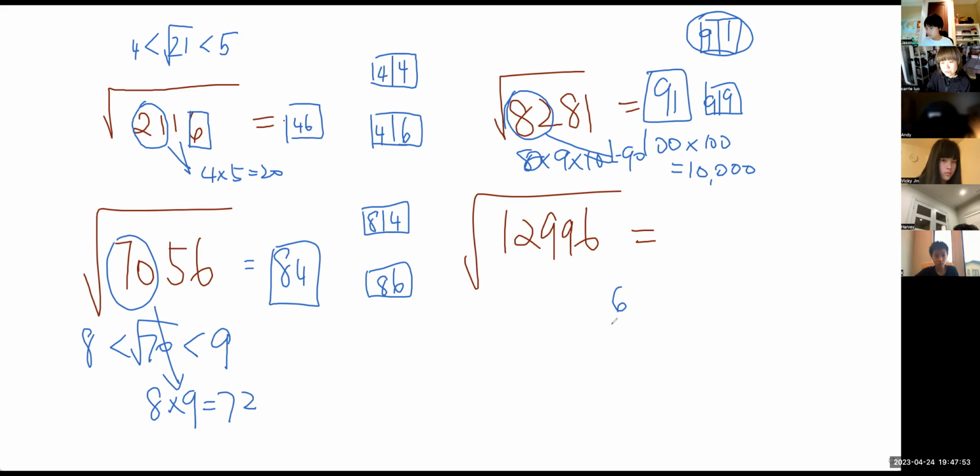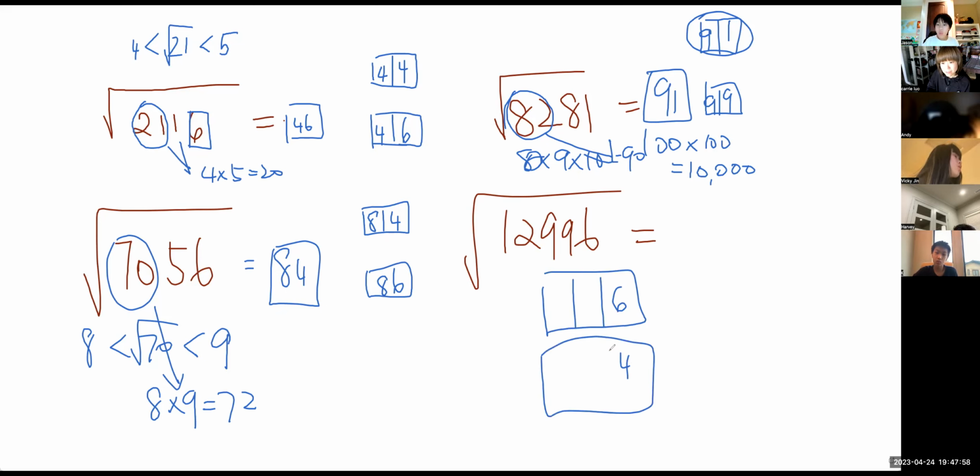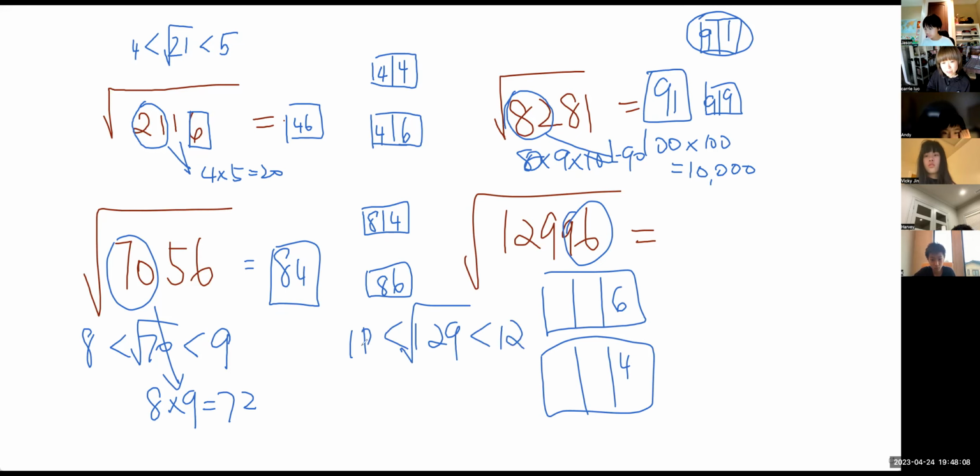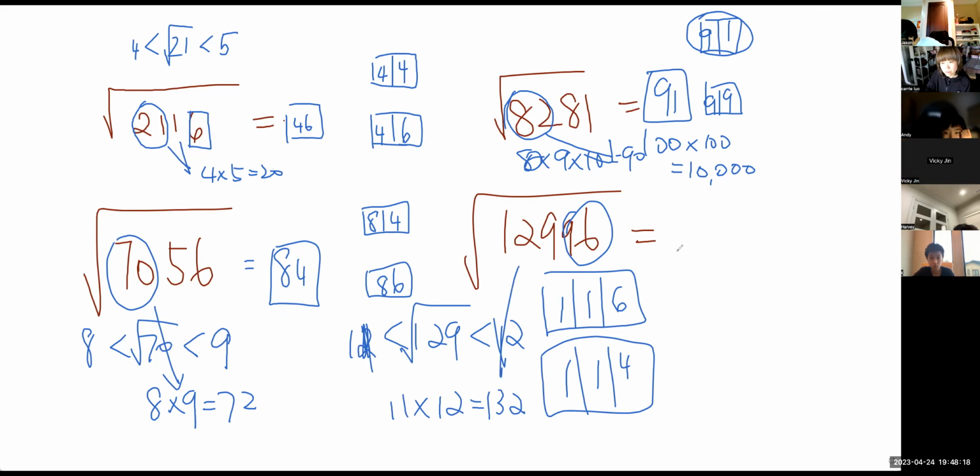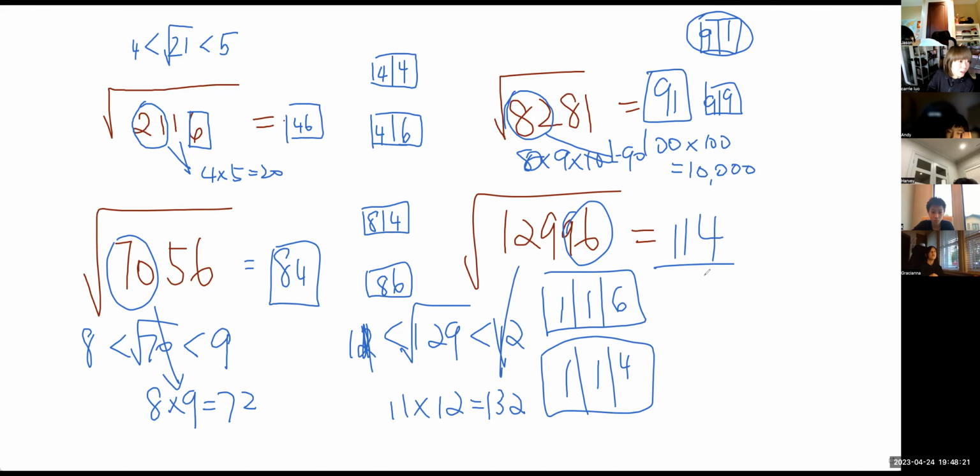Last but not least, still 6 and 4. But since it's a 5-digit number, I know this time I have to go with a 3-digit root. So the square root of 109 is bigger than 11 and smaller than 12. So it's 116 or 114. But 11 times 12 equals 132, which is bigger, so we go with the smaller one. So 114. The final answers are 46, 84, 91, and 114. Very good. Okay, everybody, so just a quick review.